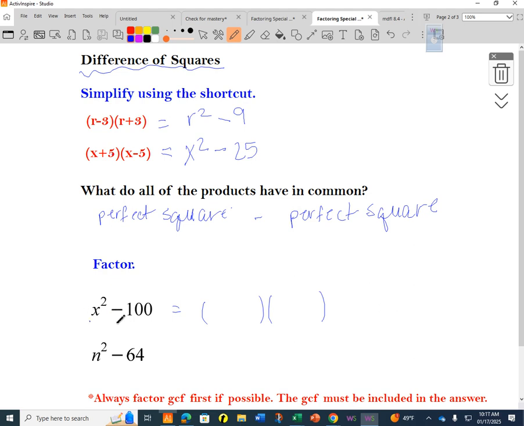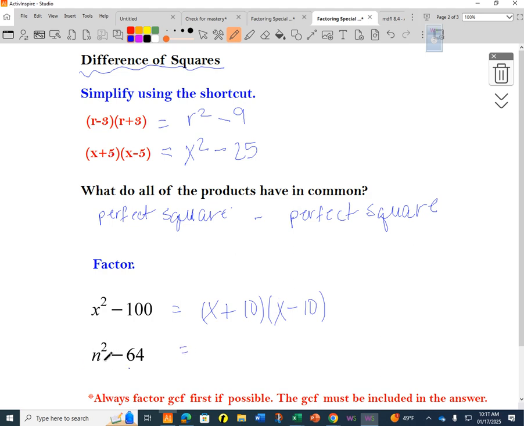The square root of the first term goes in the first spot. The square root of the last term goes in both second spots. The operation is always one minus and one plus. It doesn't matter if you put the plus first and then the minus, or the minus first and then the plus. Does that make sense, Brandon? Does that make sense, Lee?